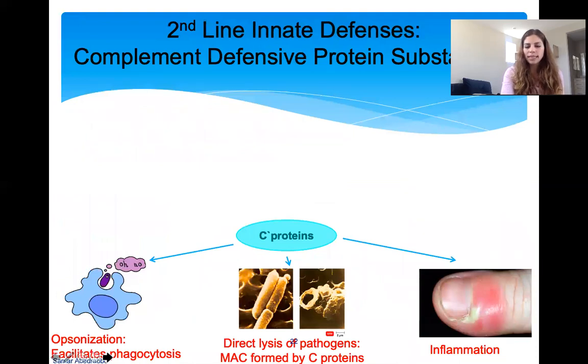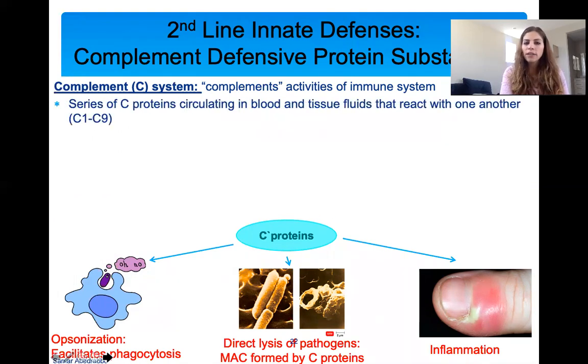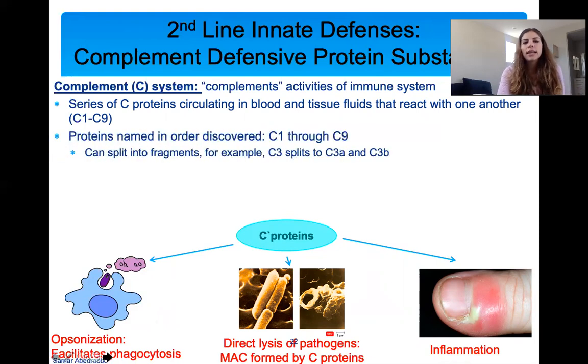Another defense protein substance is the complement system. The complement system is a set of proteins, and its name comes from the fact that it complements the activities of your immune system. So it's a series of proteins that we see circulating in blood and tissue fluids, and there are complement 1 to 9 proteins, so they're labeled C1, C2, C3, C4. And they're named in the order they were discovered, C1 through C9. C stands for complement. They can split into fragments. So for example, C3 protein splits into C3a and C3b.